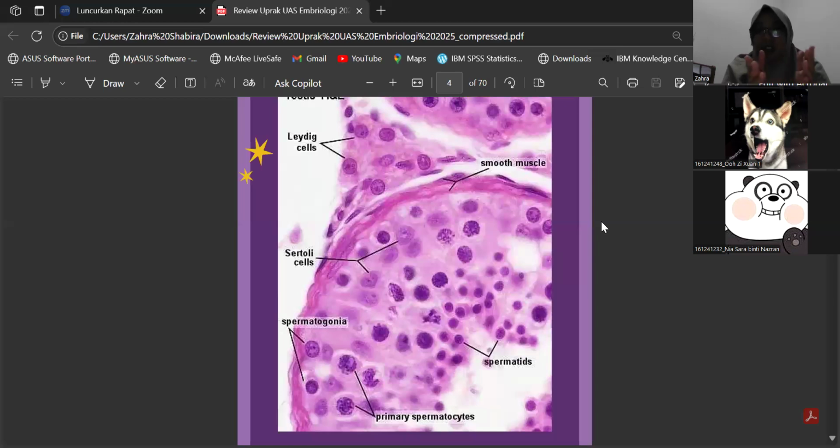Inside the testes there are thousands of tubulus seminiferus, and between these tubules there is interstitial tissue. Inside the interstitial tissue there is only one cell, named Leydig cells. Recall again, the function of Leydig cells is to deliver testosterone hormone for the spermatogenesis process inside the tubulus seminiferus.